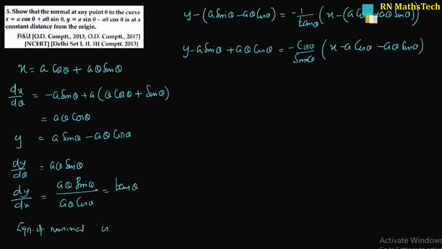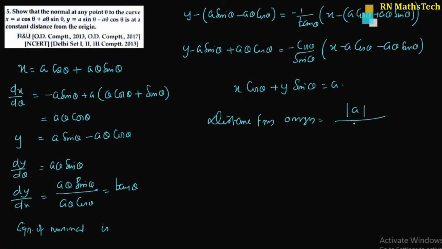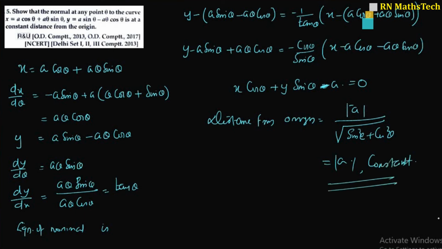Now multiplying by sin theta and simplifying, we have x cos theta plus y sin theta is equal to a. So distance from the origin is equal to modulus of minus a divided by root of sin square theta plus cos square theta, that is equal to modulus of a, that is a constant. So distance from the origin is a constant. Okay.